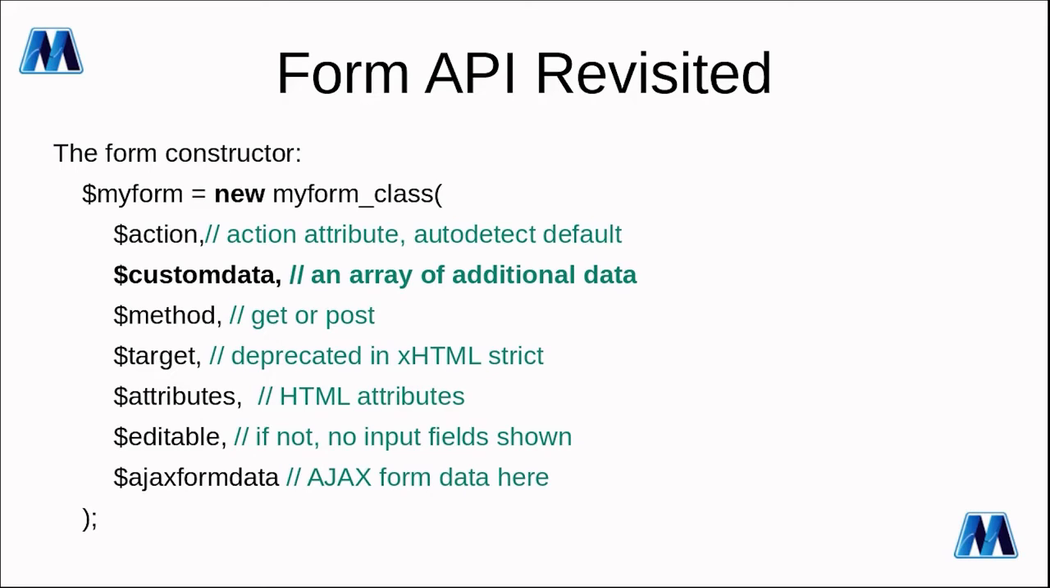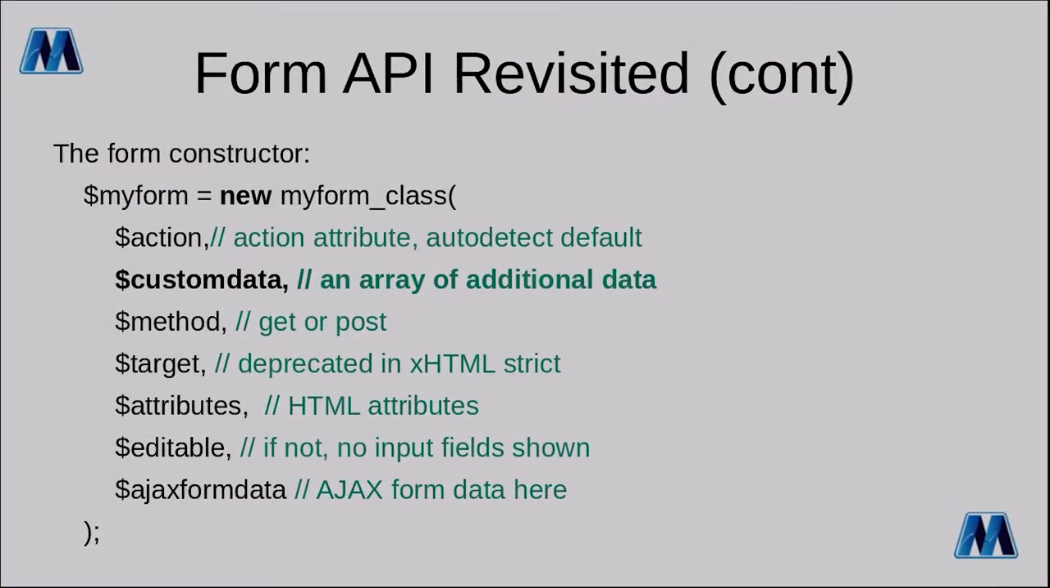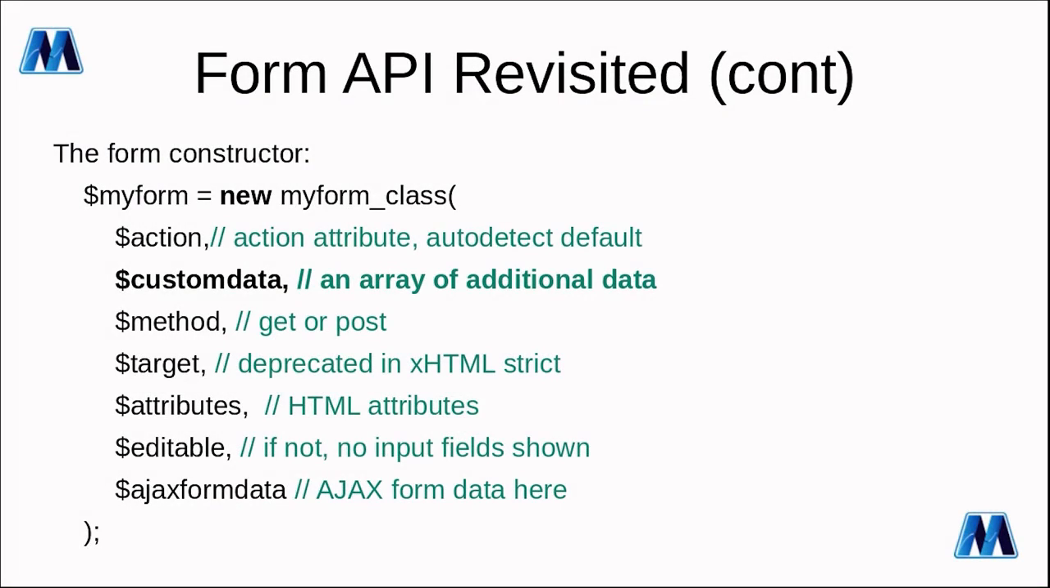the attributes for the form, and whether the form is editable, a Boolean value. So if you've set that false, none of the fields will be editable. And then your Ajax form data goes into the last parameter. That's our constructor. So what do we do with my form when we've got it?